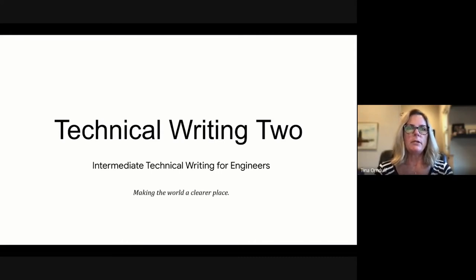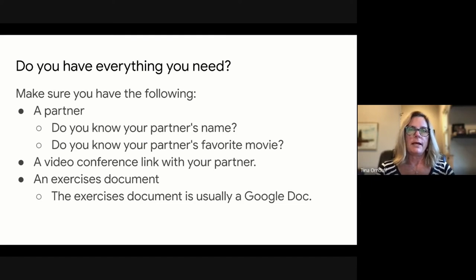So I just wanted to talk a little bit about the overall course structure. Technical Writing 2 is very similar to Technical Writing 1 in that we provide the students with exercises and they work on those in class. And they also work on the pre-class exercises as well. It's pretty straightforward. Kind of just go through a couple of introductory slides.